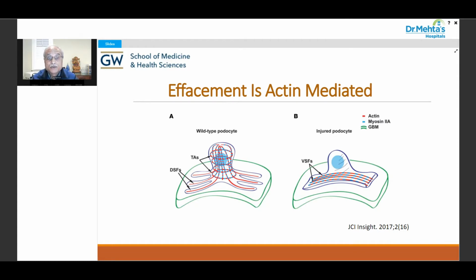This cartoon basically summarizes what I have just described. These round forms of actin, there are two types, as I said. One is the round that surrounds it and gives it the tubular shape, and then there are the longitudinal ones. And if anything goes wrong with the actin cascade, then you have effacement of the podocytes and further damage.